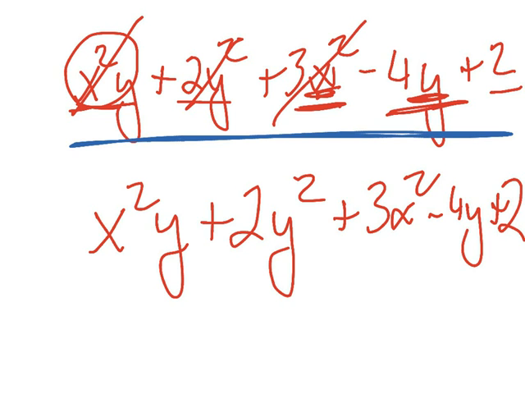And that's something that you need to be careful with. They have to be an exact match as far as the variables and their exponents go. That's how you add and subtract polynomials.